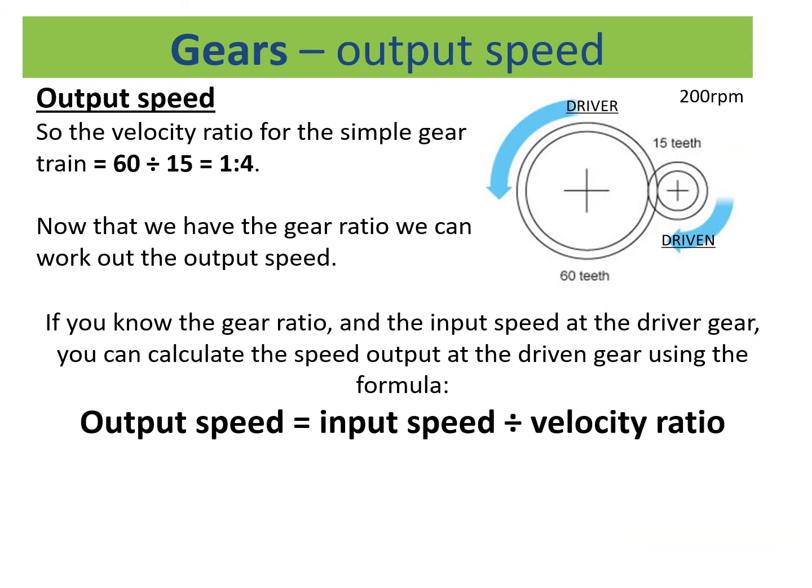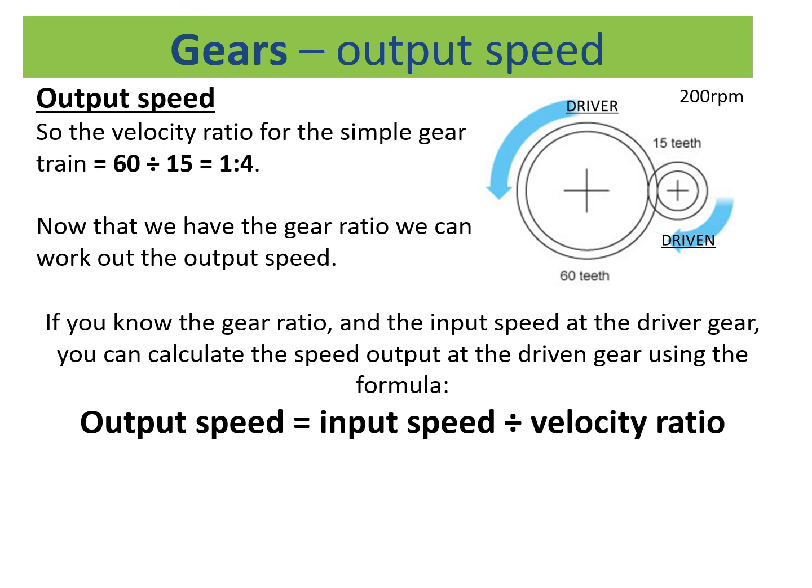We are now going to look at how to calculate output speed once we have the velocity ratio calculation. Looking at the diagram again, it's the same diagram with the driver gear at 60 and the driven gear at 15. However, in the top corner, it's moving at a rate of 200 RPM. We have to calculate what the output speed would be.